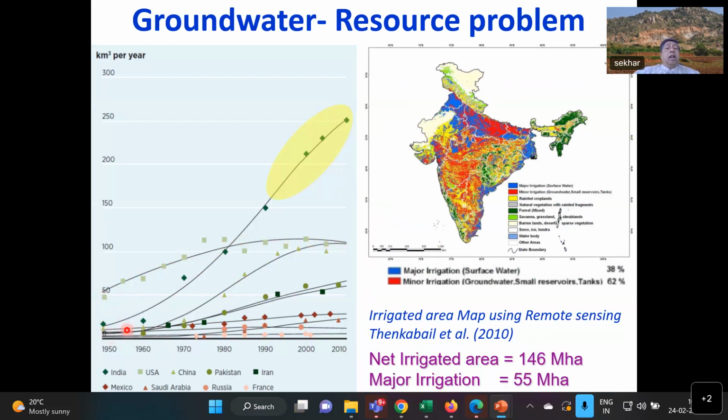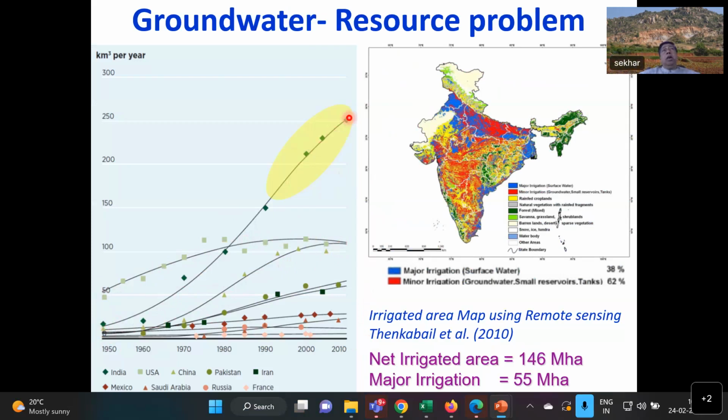So if you see China, which is the lighter green triangles, which is another big country, I'm just showing the bigger countries. It also started very low, maybe 10 kilometer cube or something in 1950, close to about 100 plus now. But if you look at India, which was also close to 15, 20 kilometer cube in 1950, we are currently pumping 250 plus kilometer cube. This is older data of 10 years.